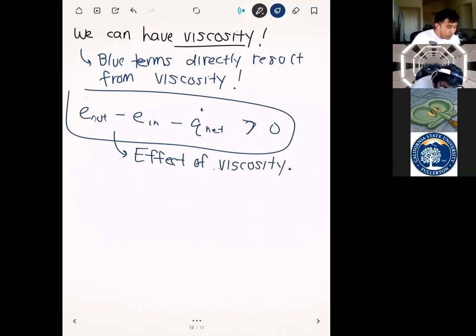Right. And so in other words, what this affects is that if we have viscosity, then we lose some energy from viscosity. Okay? And so it's not often, we will always lose energy from viscosity.